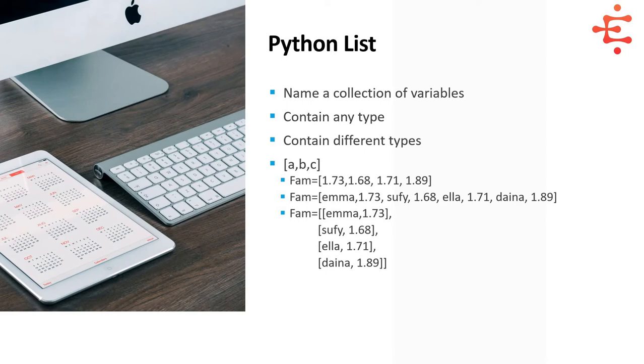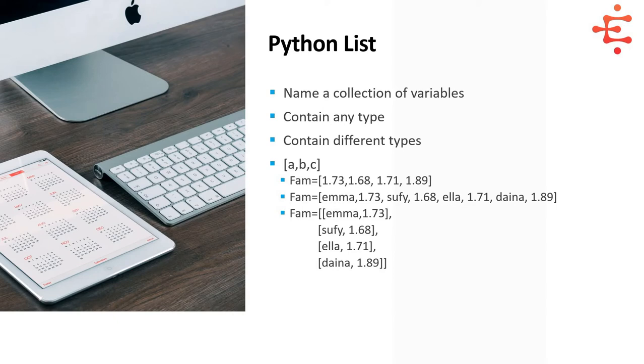And the third point is that a single list can contain heterogeneous values. Like, it can contain integer, float, string. It can also contain integer, float. This can contain any combination of data types. And in the fourth point, you can check it.